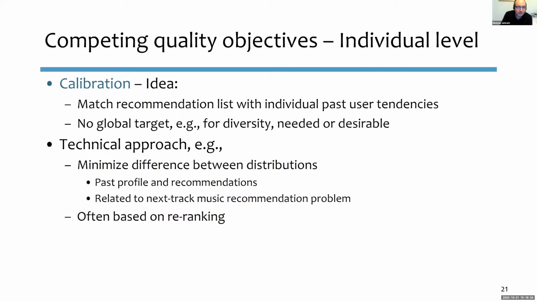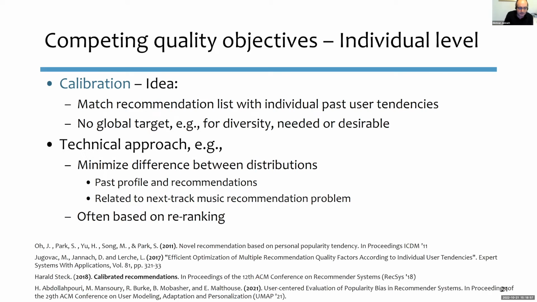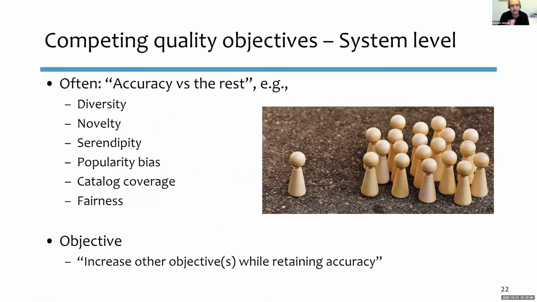And technically, approaches have been proposed, like minimizing differences between, say, genre preference distributions. And there's also some relation to next track music recommendation we worked on, where we have a playlist of, let's say, 5 tracks that the user has just listened to. And then you want to make a continuation which matches different criteria like the tempo or energy or danceability in some ways. And technically, people often use re-ranking. So you have an accuracy optimized list, and then you re-rank according to the user profile. And yeah, this is also not new. So the first papers, like 2011, put forward the ideas, and it's still active. So it's an interesting idea here to deal with these objectives.